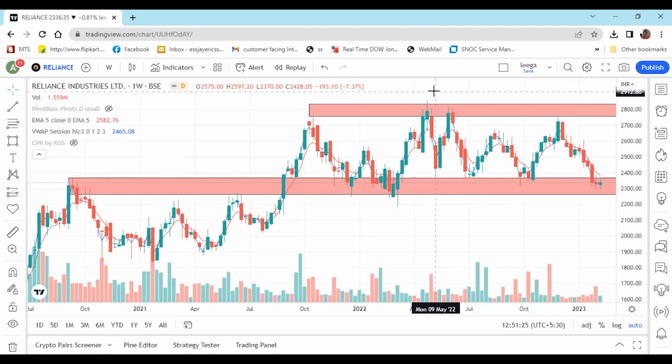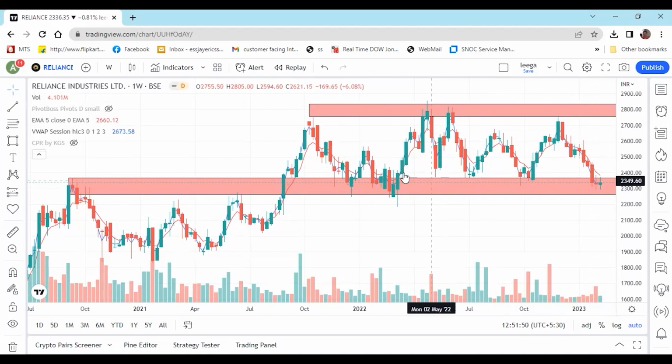We see that on the weekly it's just making some sort of doji. Yes, that is what the current candle is. It is an indecisive candle. The market is not able to decide whether it has to go up or down. From the weekly, it's still not clear whether the market is positive or negative.